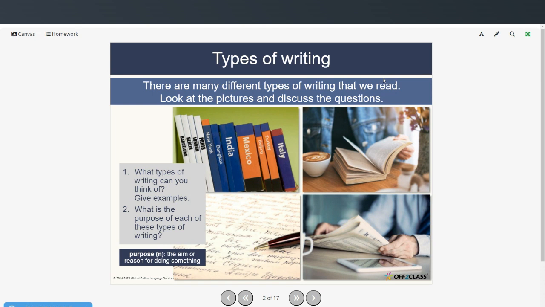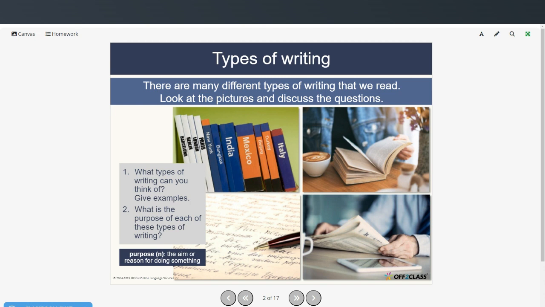So there are many different types of writing that we read, so just look at these pictures and then see if you can think of some answers to the questions. There's one vocabulary word before we start, purpose, which is a noun. It's the aim or reason for doing something. So, what types of writing can you think of?